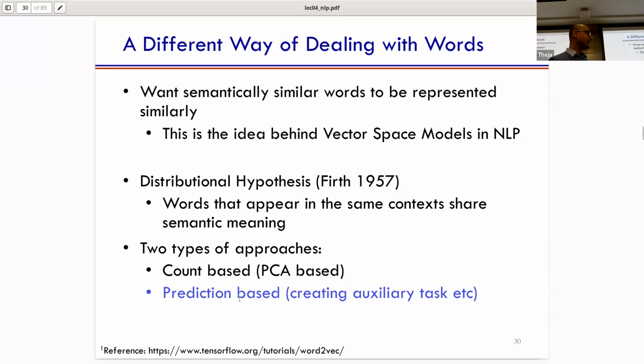But let's focus on the second approach, which is one of the precursors to what we want to learn today, which is prediction-based. Prediction-based means we want to capture that words appearing in similar contexts should get similar vectors, because we assume that they share semantic meaning. That's our hypothesis. And to get those vectors, we'll use some prediction approach, which means that we have to create some prediction problem here, just like sentence classification.